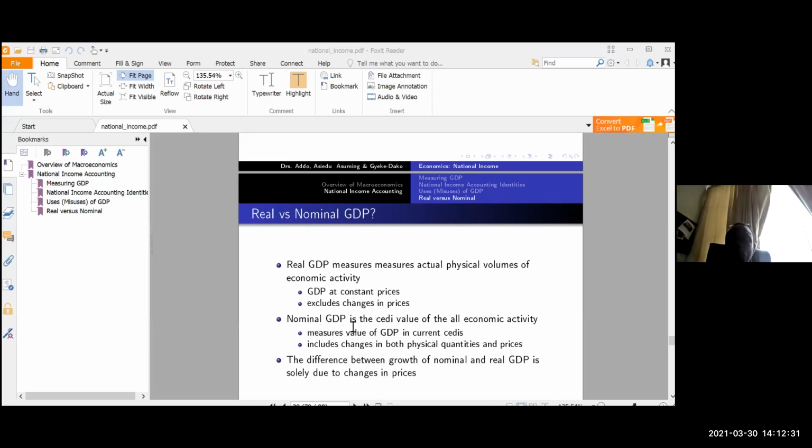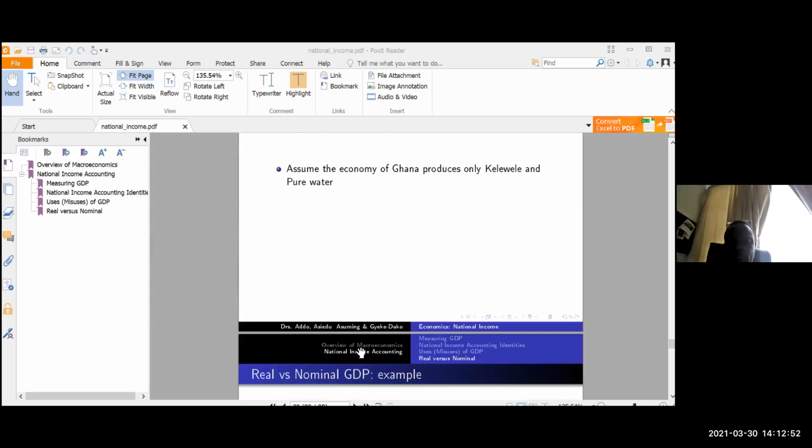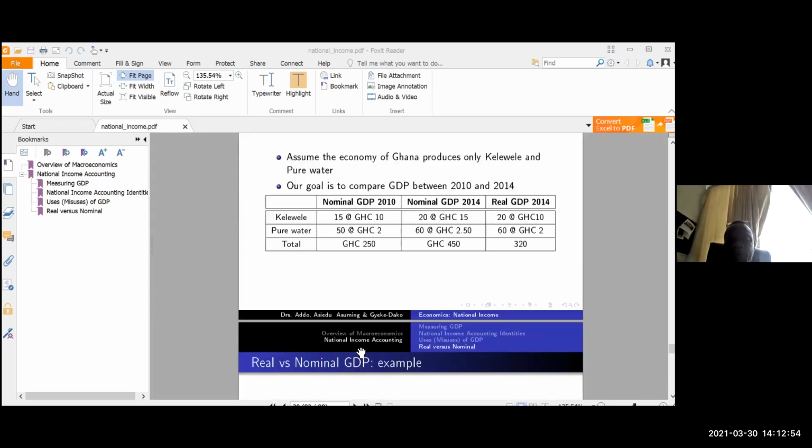Nominal GDP, on the other hand, is the value of the economic activities and measures the value of GDP in current prices. It includes changes in both physical quantities and prices. The difference between growth of nominal GDP and real GDP is solely due to changes in price. Let me just go there and also highlight some implications.